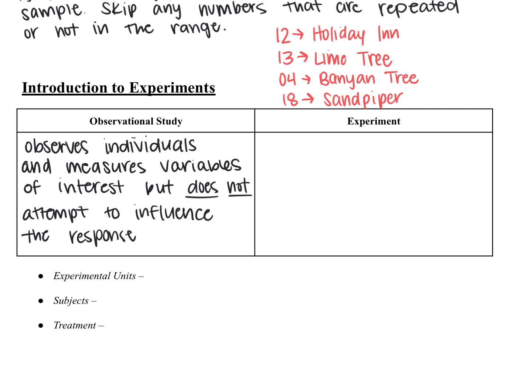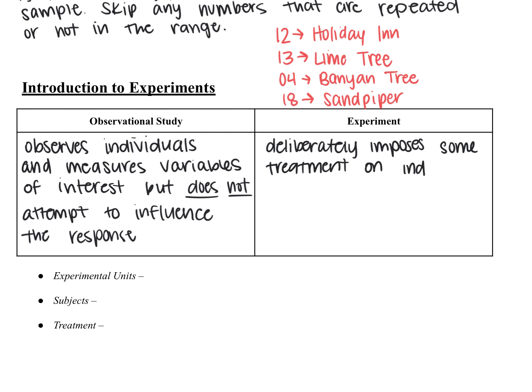An experiment then deliberately imposes some treatment on individuals to measure their responses. So just retaking those definitions from section 1 and putting them here again.